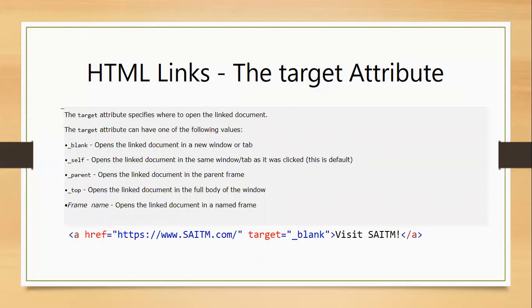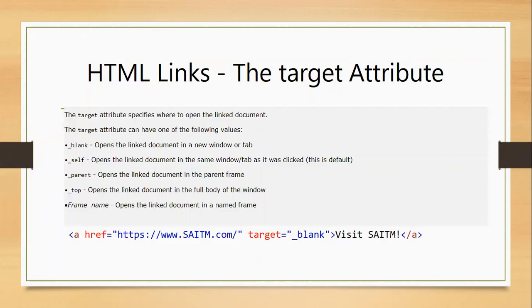The first one is blank. That means open the linked document in a new window or tab. Next is self, representing that the linked document must open in the same window or tab as it was clicked. That is the default feature. Whenever we click on a hyperlink, it will open by default in that particular window. If we want to move from this particular window to another window, then we have to add the feature with a different value. That is, the first one is blank, where the linked document will open in a new window or tab.